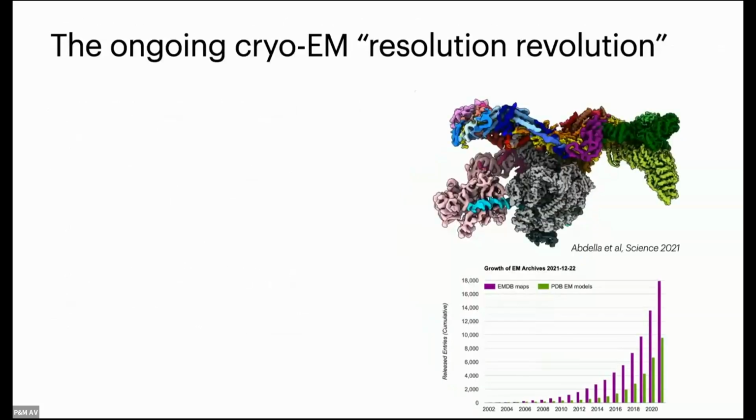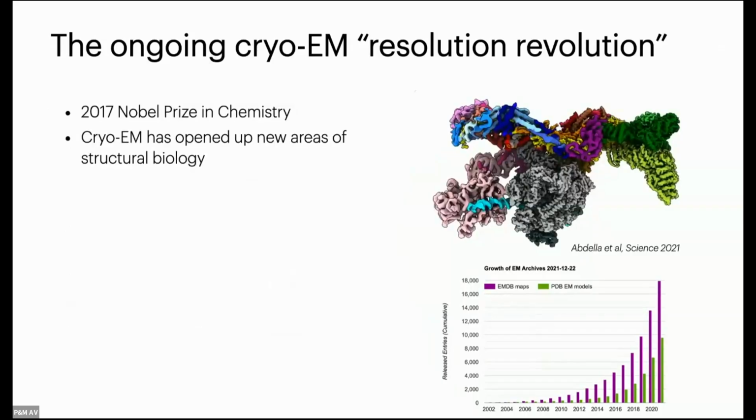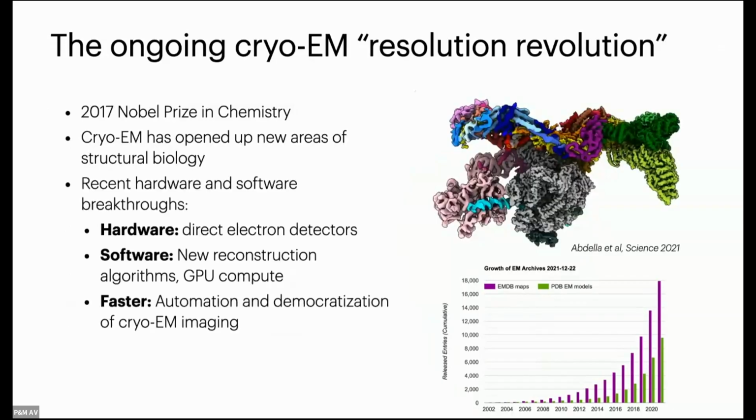So in parallel to this huge revolution in structure prediction and ML for proteins, there's been, completely in parallel, an ongoing resolution revolution in cryo-EM, so non-deep learning based. It received the 2017 Nobel Prize in Chemistry, and it's been particularly exciting since cryo-EM has opened up new areas of structural biology, of systems that previously couldn't be studied or crystallized.